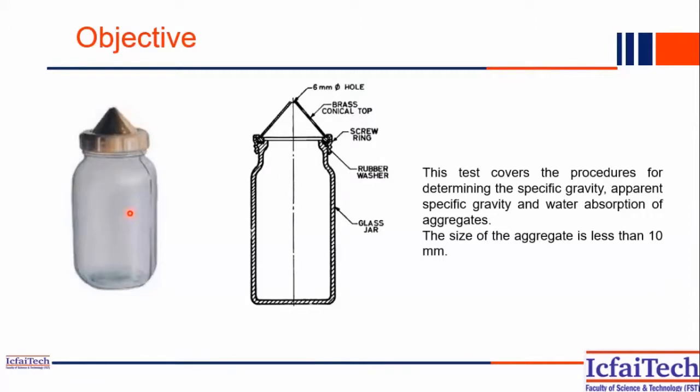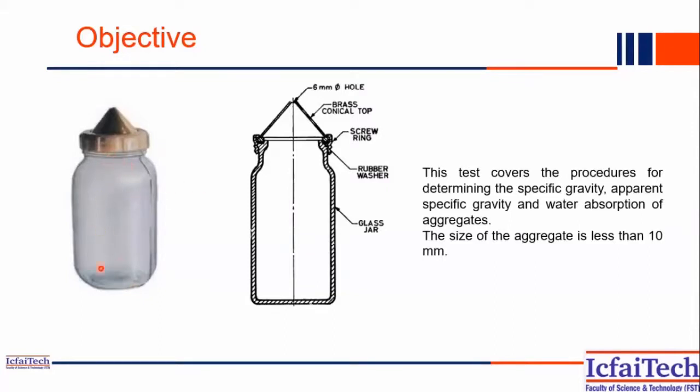As the size of aggregate is also varying, we have two methods basically for finding out the specific gravity and water absorption of the aggregate. Aggregates above 10 diameter size will have one category, and one method is used to find the specific gravity, and aggregates less than 10 diameter size will use this method. This method is called the pycnometer method.